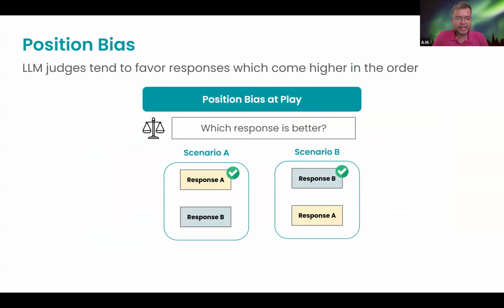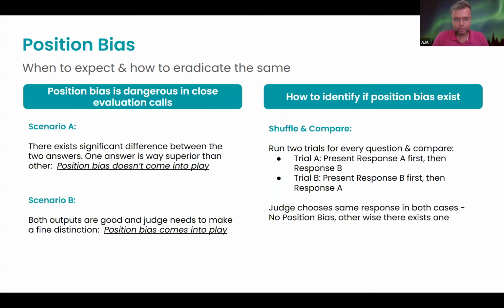LLM as judges tend to favor responses which come higher in the order. A typical example is that if you simply ask the LLM as judge which response is better, in scenario A, when response A is on the top, it will say response A is better. In scenario B, when response B comes on the top, it might say response B is better. But will it happen all of the times? No. Let's try to understand this in more detail.